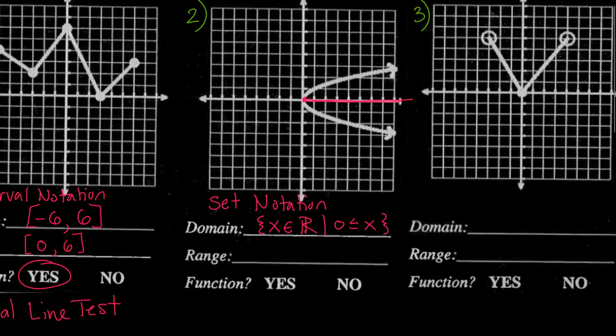Next, with the range, I do the same thing as I did for domain. y, epsilon, all real numbers, so y is in all real numbers such that, and I ask myself, how low do I go on the y-axis? What is my least y value? And actually, I never stop going down. My least y value is negative infinity. And y is larger than negative infinity. And also, I never stop going up. So my max value is also infinity.